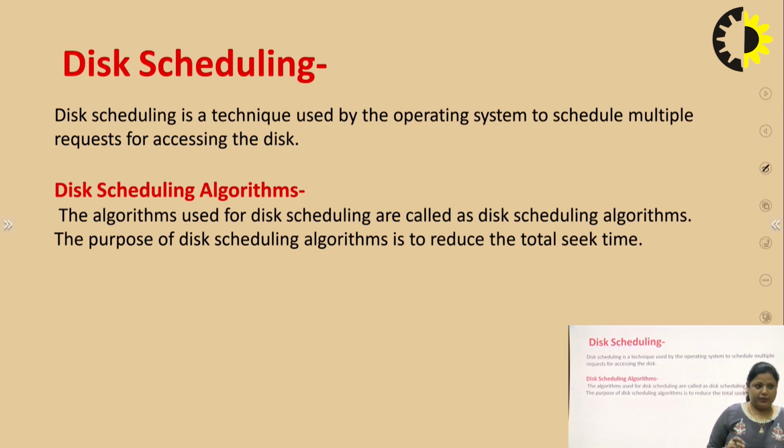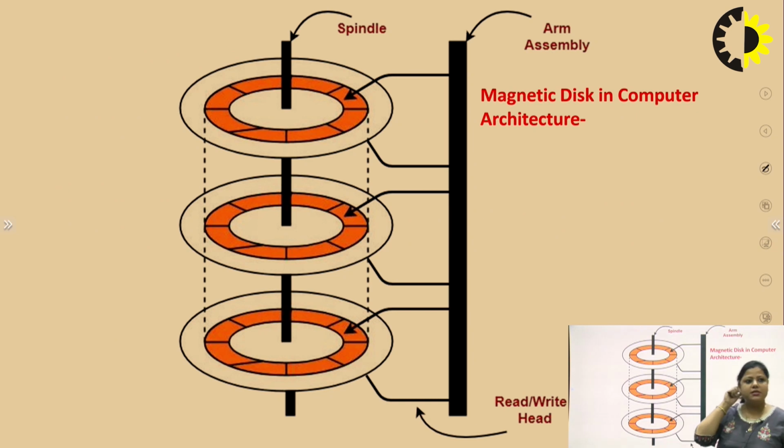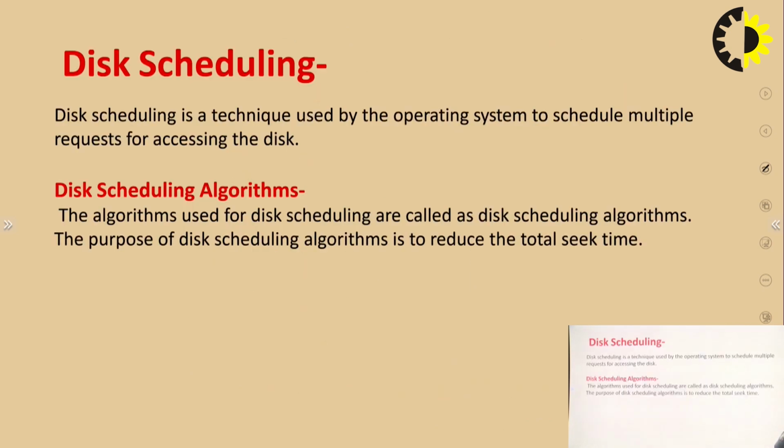Now, the rotation causes the required sectors of the track to come under the read-write head, and each platter has two surfaces, the top and the bottom. Both surfaces are used to store the data. This is one of the main important parts of disk scheduling.